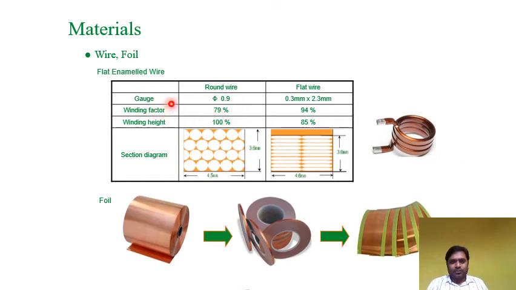The winding factor, how much can be achieved for round wire, it can be achieved nearly 79 to 80%, but in flat wire it can be achieved up to 94%. And the winding height in this we can go 100%, but in this we can go only 85%. And this is how the section diagram will look when you use the round wire. You can see that a lot of unused space is there in this, but in the flat wire, the winding factor we can see here is very high. So this can be bounded in a better way.